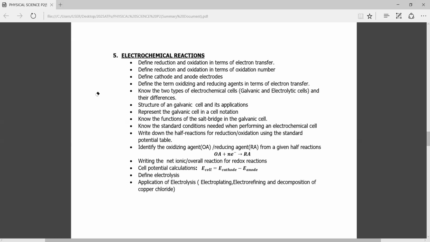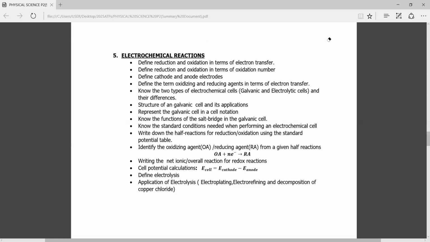You must be able to define electrolysis and its applications, which take place in an electrolytic cell. The examinable ones are electroplating, electrorefining, and decomposition of copper chloride. It might not be copper chloride, as they can use another compound. Without wasting time, ladies and gentlemen, let's now start.